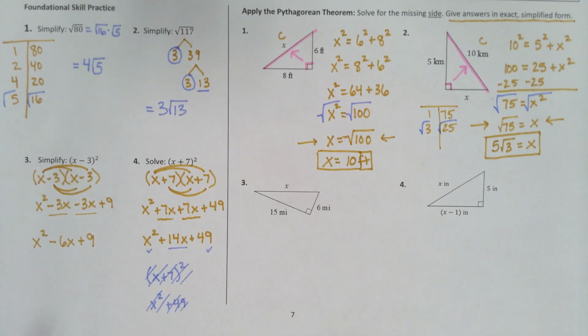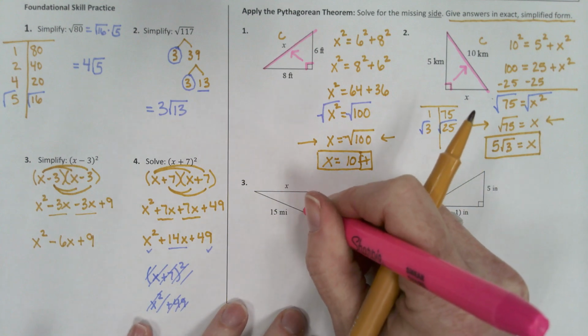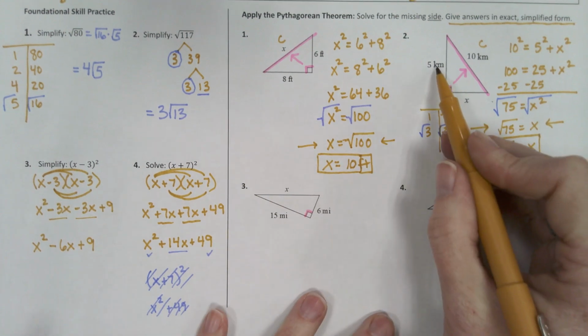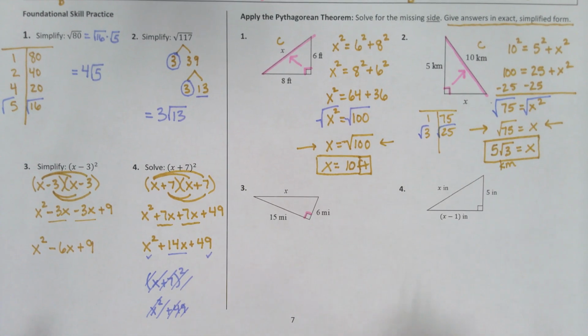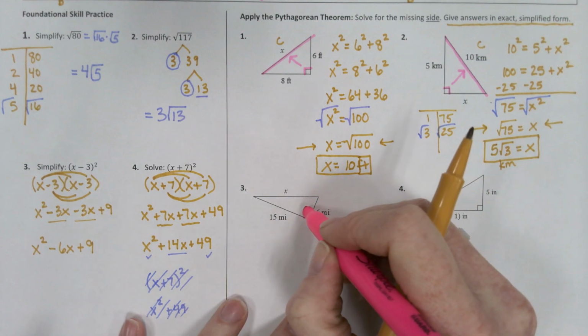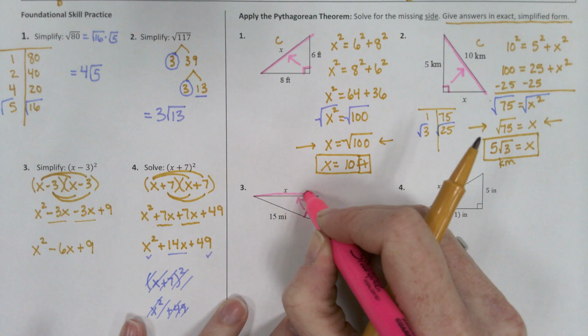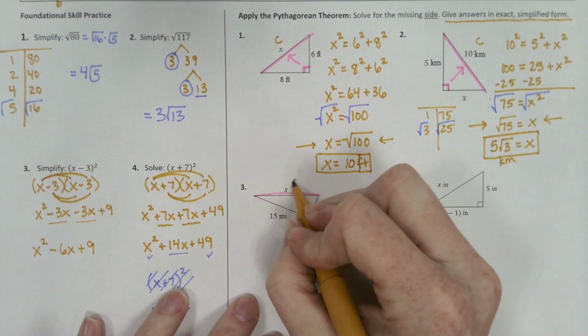All right, number 3, very similar to the 2 that we've done. Oh, I did it again. Kilometers. So kilometers for that answer. Sorry if I forget that in the future. All right, back to this one. Travel across from that right angle to find the side that's going to act as our c.